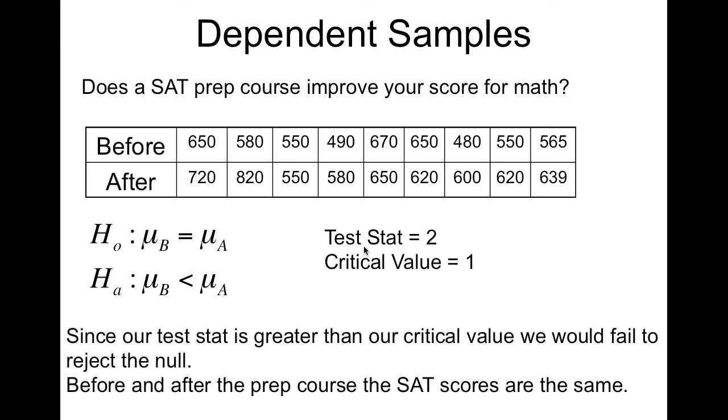This is the final screen. This is what your final answer should look like. I'm going to expect to see your null and alternate, your test stat, your critical value, and your conclusion. Those are the 4 pieces I'm going to need for your final answer for these problems. The next video is just another example of the dependent sample, so take some time and look over that.